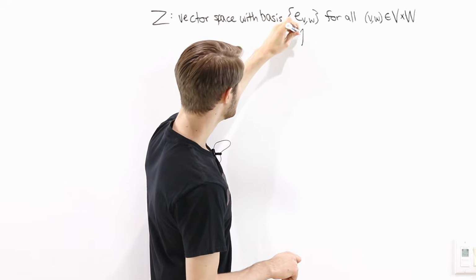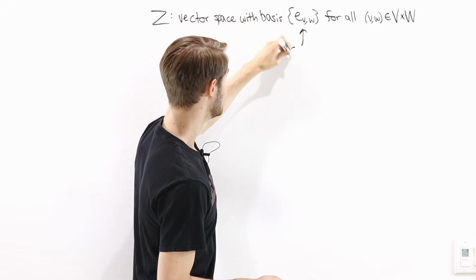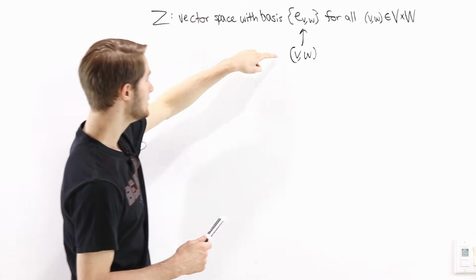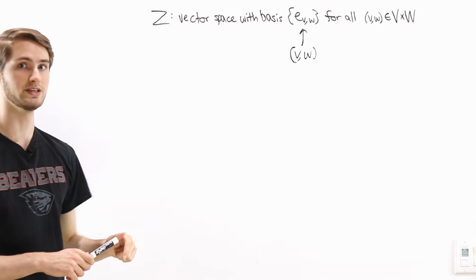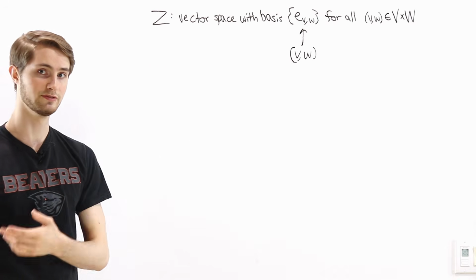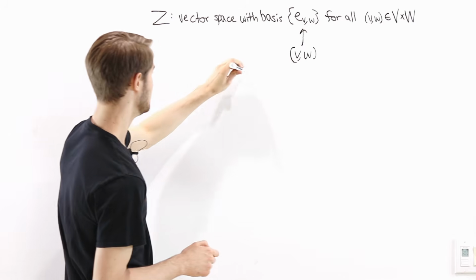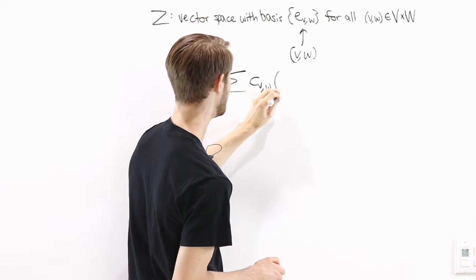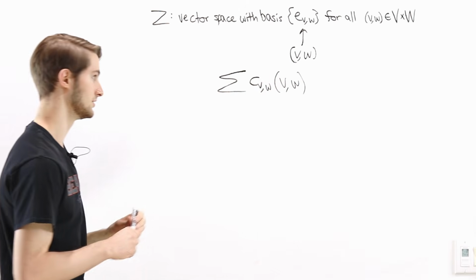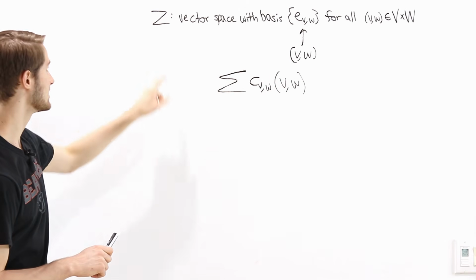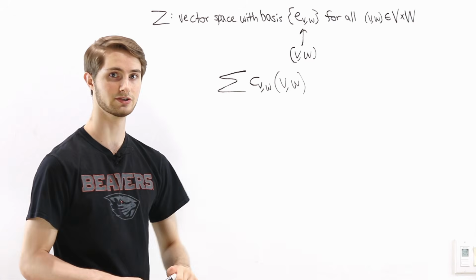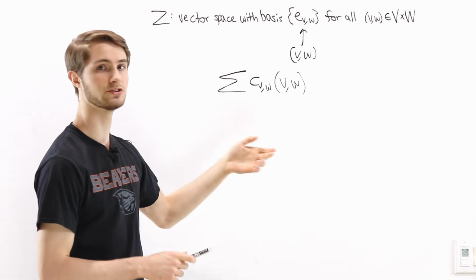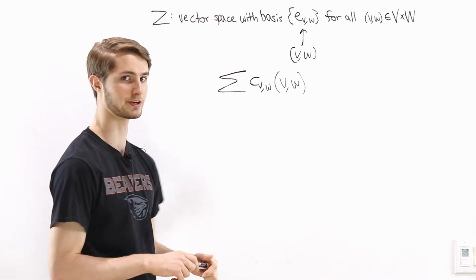Now, instead of writing the basis vectors as e_(v,w), I'm just going to denote this by (v, w), like that. So each of these is going to be a basis vector in Z. And because those are all basis vectors, we can write an arbitrary element of Z as the sum of some constants c_vw times the basis vector (v, w). And we're going to define that we only take finite sums of these basis vectors. So because these are all basis vectors for Z, an arbitrary element of Z is going to be a linear combination of those basis vectors.